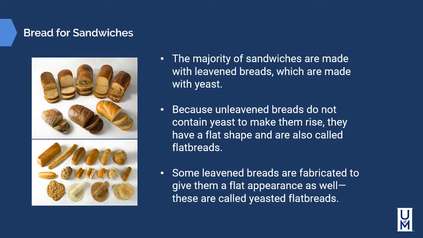The majority of sandwiches are made with leavened bread, which are made with yeast. Because unleavened breads do not contain yeast to make them rise, they have a flat shape and are also called flatbreads. Some leavened breads are fabricated to give them a flat appearance as well. These are called yeasted flatbreads.